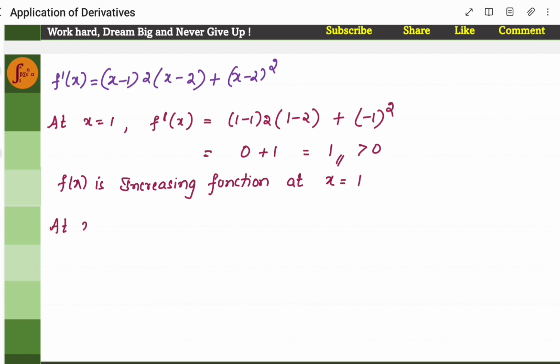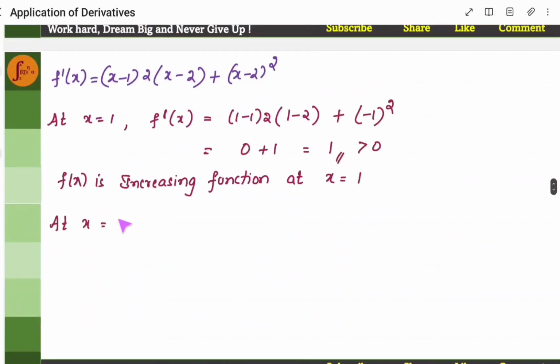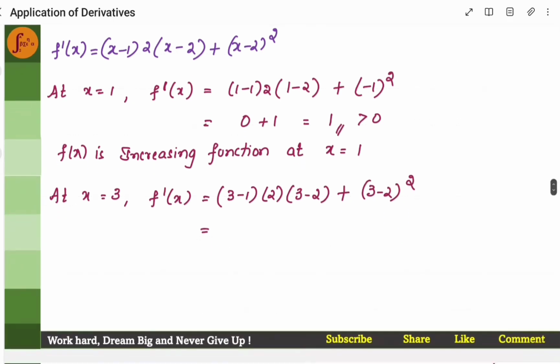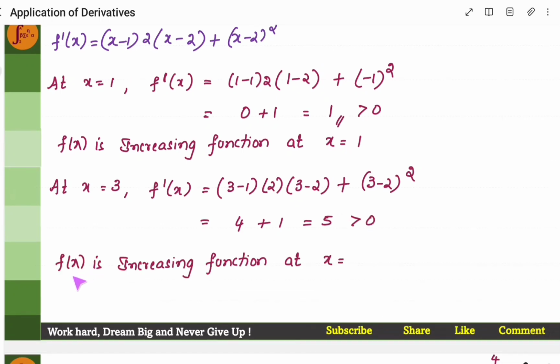Now what is the second point? The second point is x equal to 3. Here we'll get 3 minus 1 into 2 times 3 minus 2, plus 3 minus 2 the whole square. So we'll get 2 times 2 is 4, plus 1, you get 5. 5 is greater than 0. Therefore we say f of x is an increasing function at x equal to 3. So basically f of x is increasing at both these points.